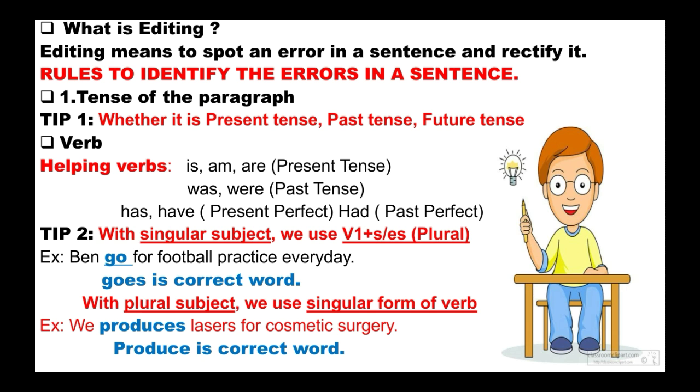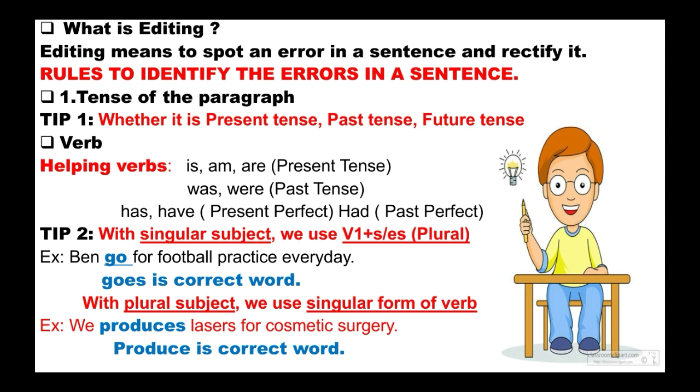Now, how would you do that? Obviously with the helping verbs or with the main verb which has been used. Now, generally for the helping verbs, we can say like is, am, are is used for present tense, was, were is used for past tense, has, have used for present perfect tense, and had is used for past perfect tense. Will, shall is used for future tense. So, once you are able to identify the tense, then you can start searching for your errors.